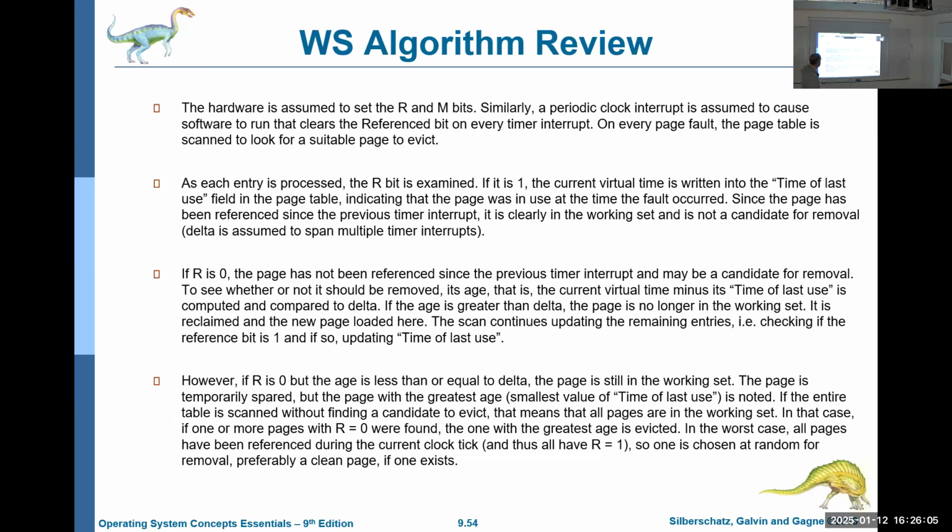Delta is assumed to span multiple timer interrupts. Right, our page delta, which is how far back we look to create our working set, is going to be bigger than the interrupt. If R is 0, the page has not been referenced since the previous timer interrupt and may be a candidate for removal. To see whether or not it should be removed, its age, that is the current virtual time minus the time of last use, is computed and compared to delta.